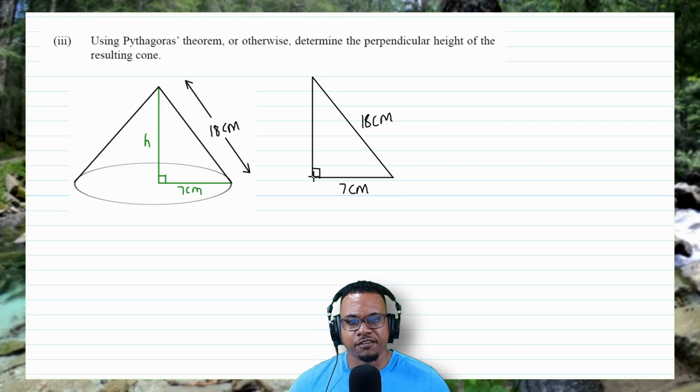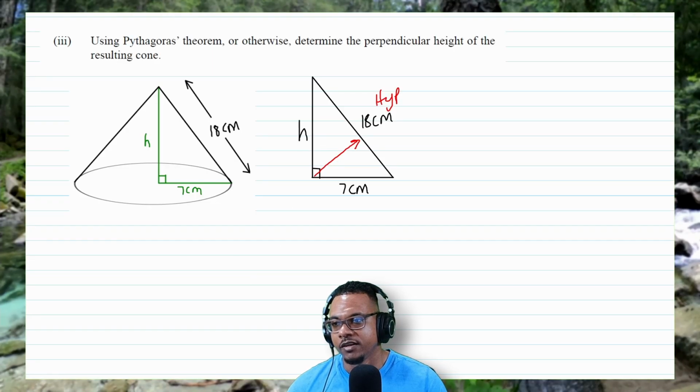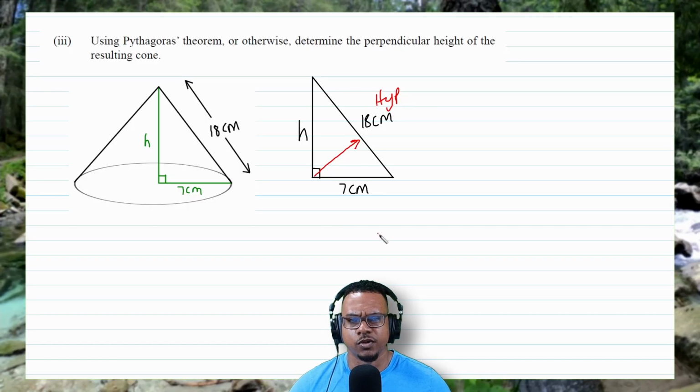So now if you draw a line from the right angle, it will touch this side here, and therefore this 18 would be the hypotenuse. The hypotenuse is always the side opposite the right angle. So this is your hypotenuse, and this is your height here, h. Pythagoras theorem states that the square on the hypotenuse is equal to the sum of the squares on the other two sides.